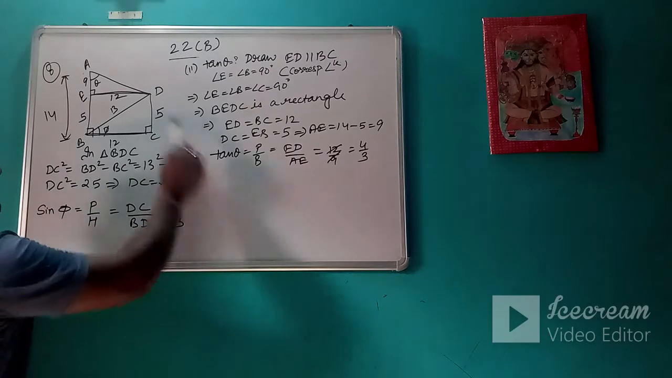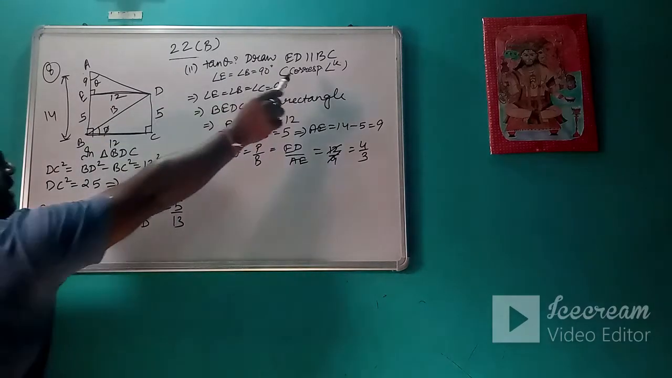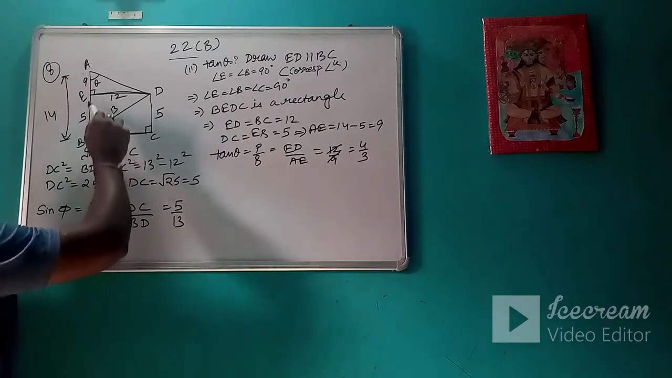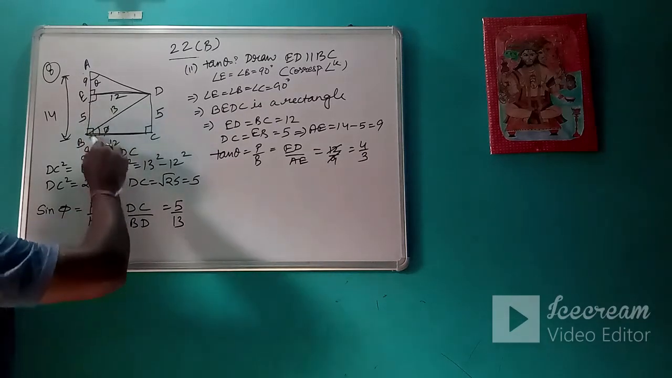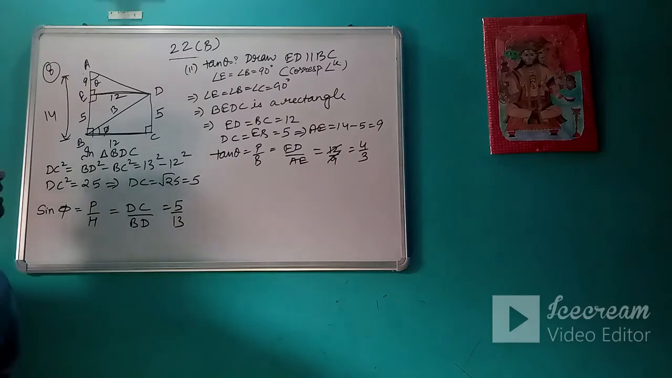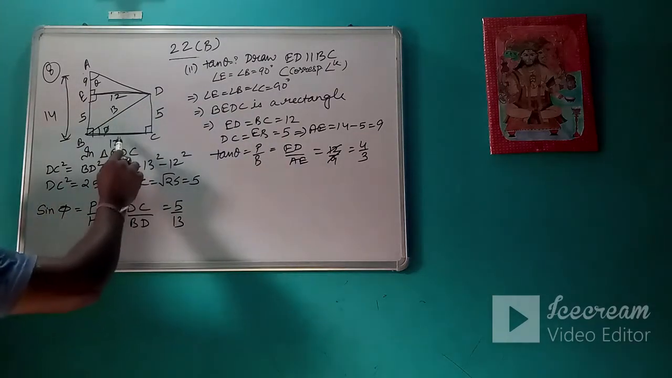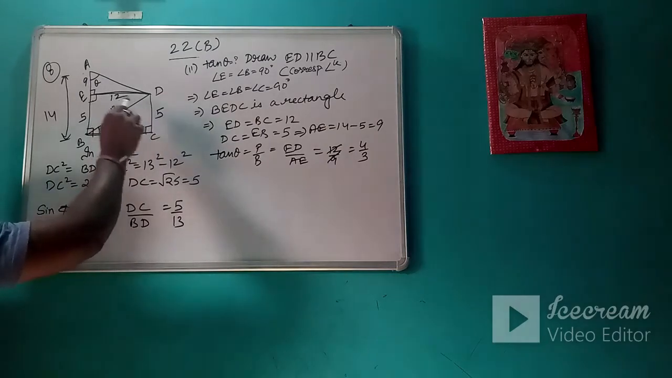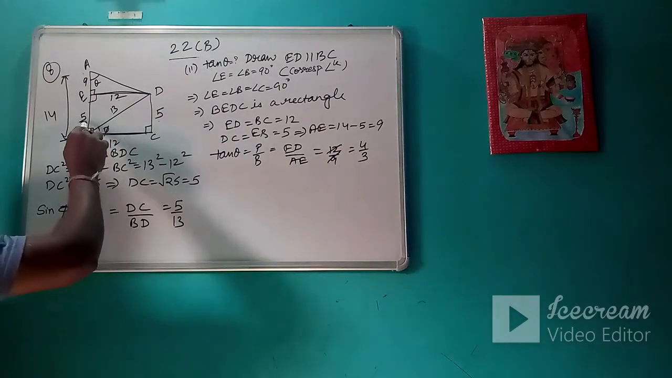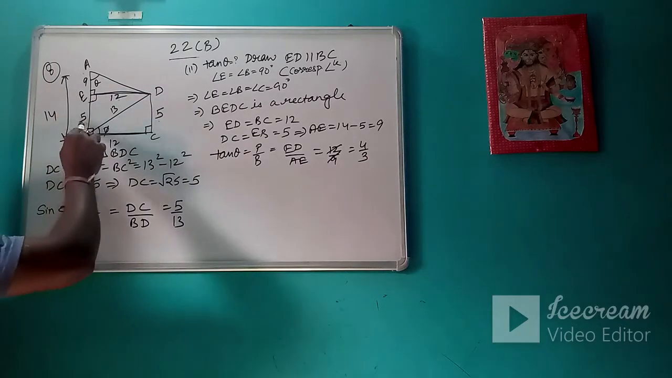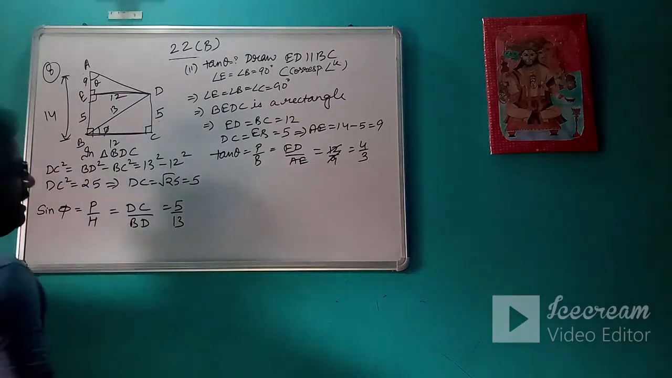Okay. First we have drawn the parallel line. It becomes equal to 90 degrees by corresponding angles. So this angle is also 90. 90, 90, three angles are 90. That means it becomes a rectangle. So this side is equal to this side. So it becomes 12. And this side will be equal to this side. It becomes 5. This whole is 14. So 14 minus 5, that is 9. Okay.